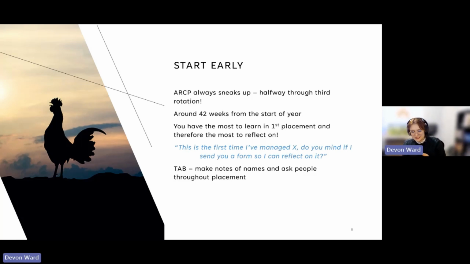I tend to use this sentence that I've put on the board here, or a version of it, which says, this is the first time I've managed whatever the condition is. Do you mind if I send you a form so I can reflect on it?